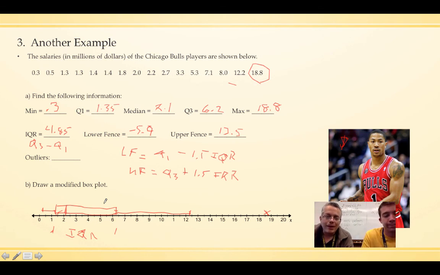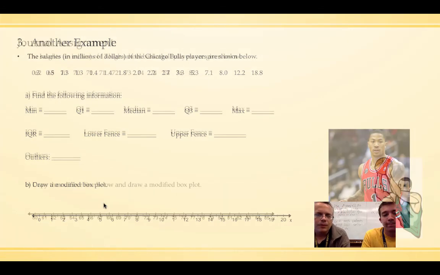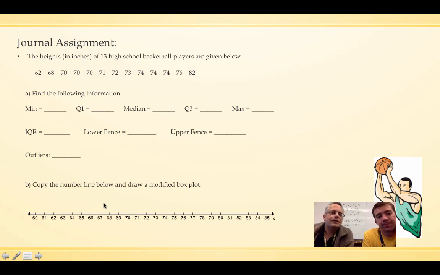All right, there's a lot of steps. We're going to practice a lot in class. We want you to try one on your own. These are highs of some high school players. So first, find the 5-number summary. Find the IQR, lower fence and upper fence, and see if there are any outliers. All right. So checking that tomorrow.